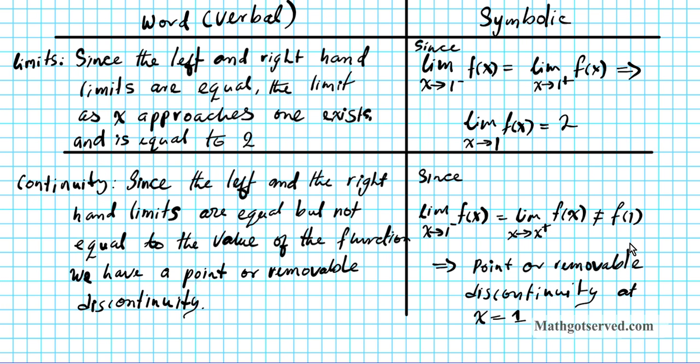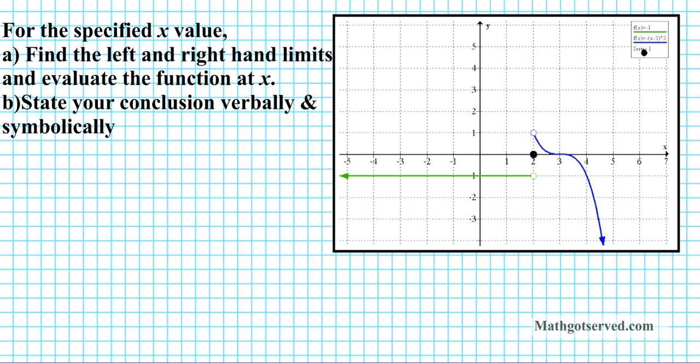So how well did you get the examples I just showed you? Well, I want you to try this. Considering this function on the right, this is question number 3. I want you to find the left and right hand limits and evaluate the function at x equals 2, since everything is happening around x equals 2. And then I want you to state the conclusion for me, verbally and symbolically.